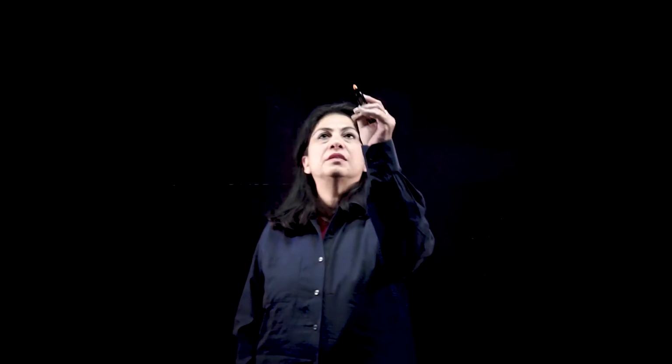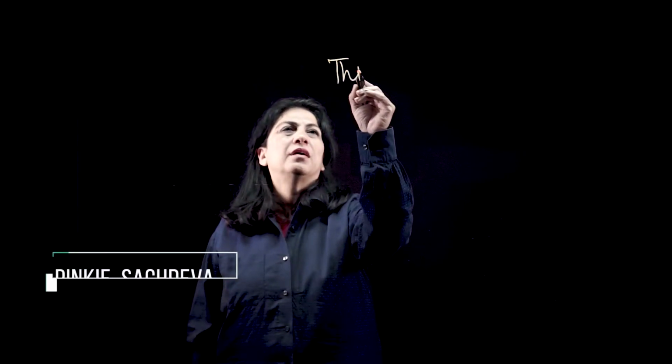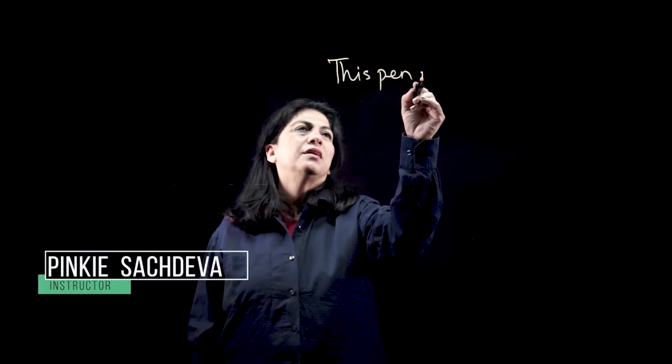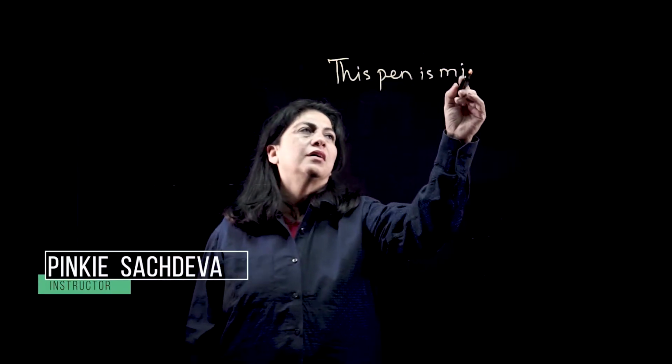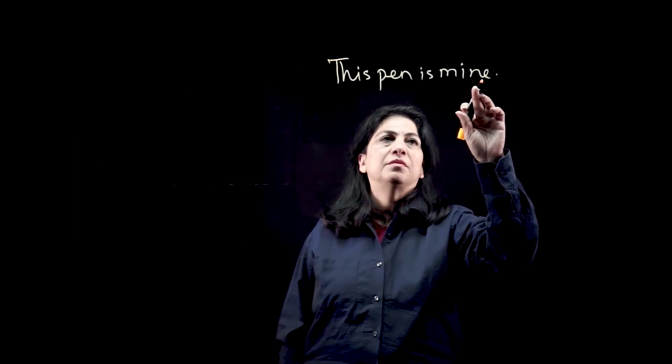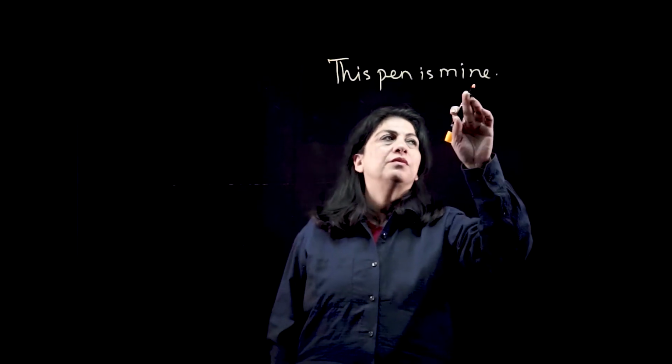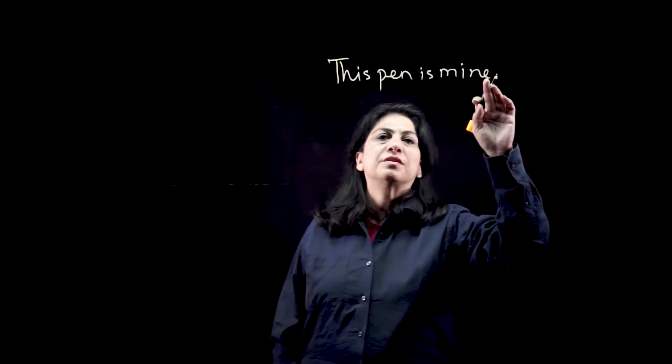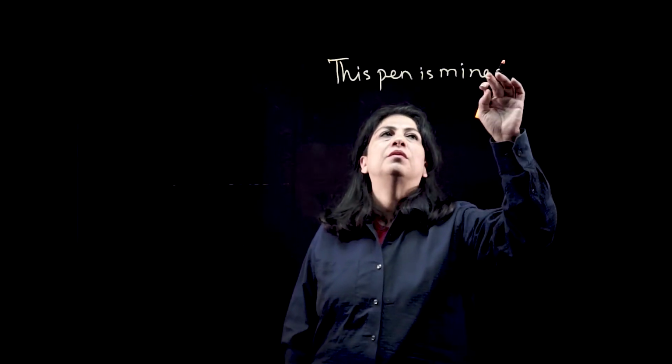So let's see the sentence. This pen is mine. This is a personal pronoun, mine, possessive. So therefore we relate it to as a possessive personal pronoun, mine.